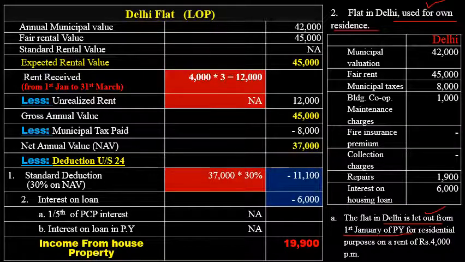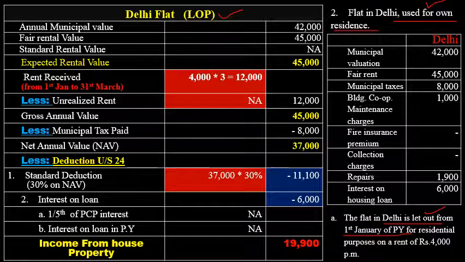So whenever any house property is used part of the year as let out and part of the year as self occupied, then for the full year the house property is to be considered as a let out property. So therefore the Delhi flat, throughout the year, is considered as a let out property.